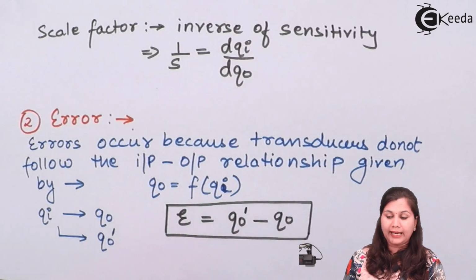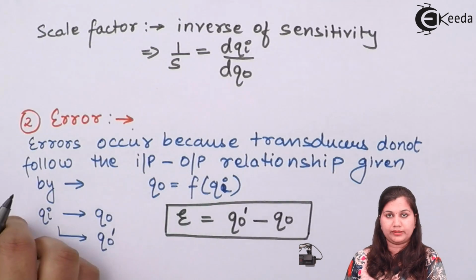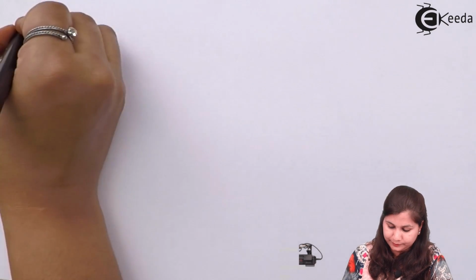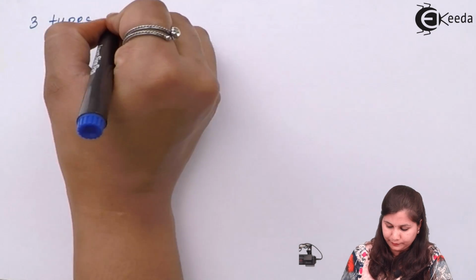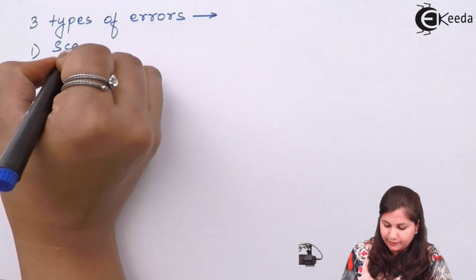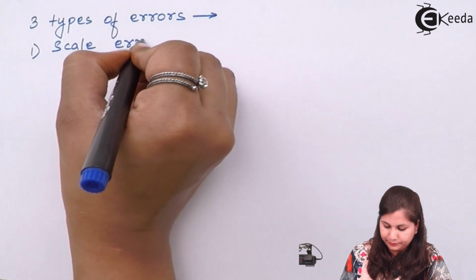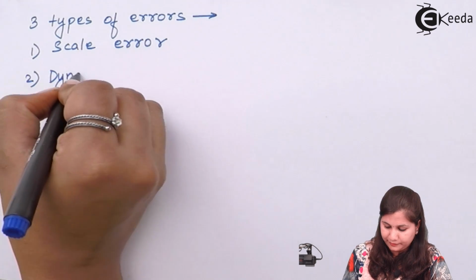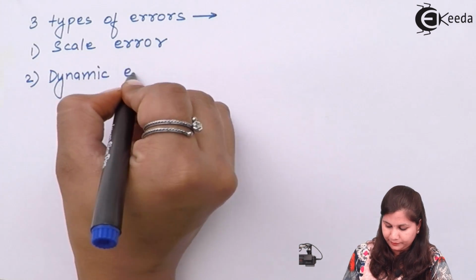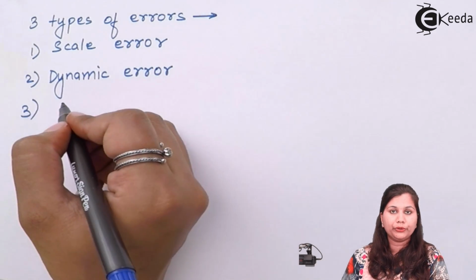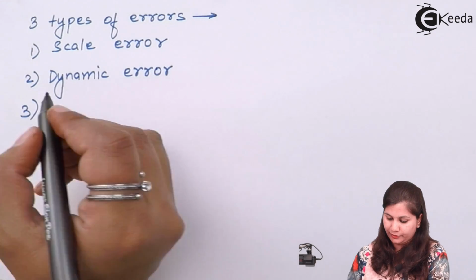Now this error can be split into three components. That means there are three types of errors that can occur in transducers. First is the scale error. Second is dynamic error. And third is error due to noise and drift.